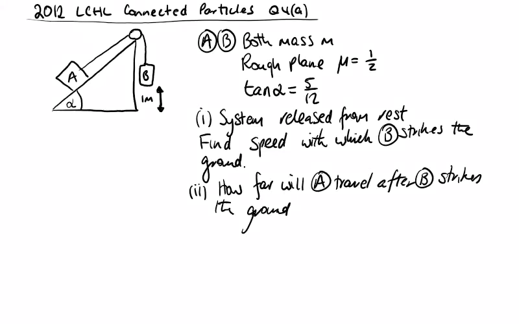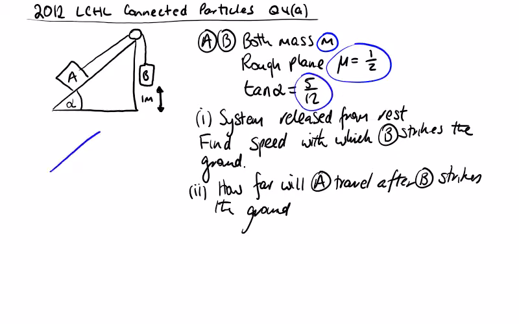2012 connected particles, Leibniz higher level, question 4a. We're given this diagram. We're told that two particles A and B, each of mass m, are connected by a light inextensible string passing over a light smooth fixed pulley. Particle A rests on a rough inclined plane at alpha to the horizontal, where tan alpha is 5/12. Particle B hangs vertically 1 meter above the ground, and the coefficient of friction between A and the plane is 1/2. So we have mass m, coefficient of friction, tan alpha.